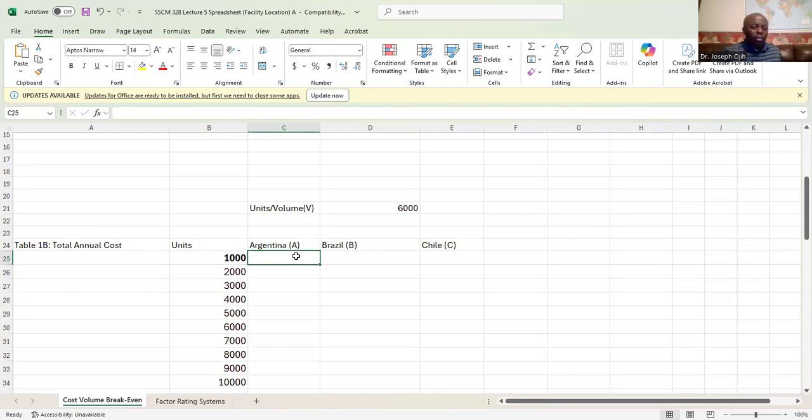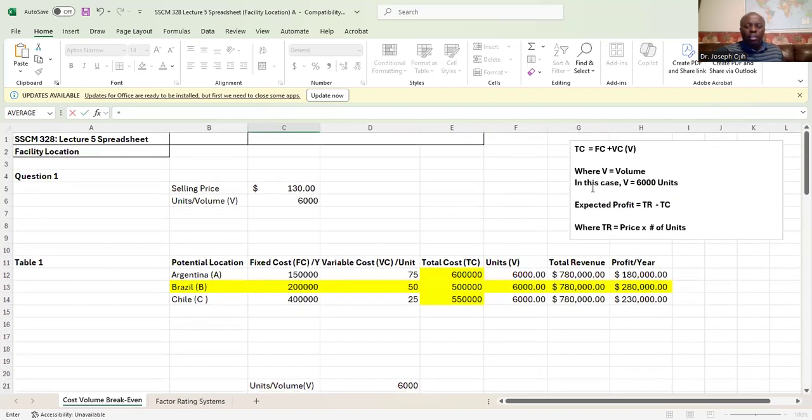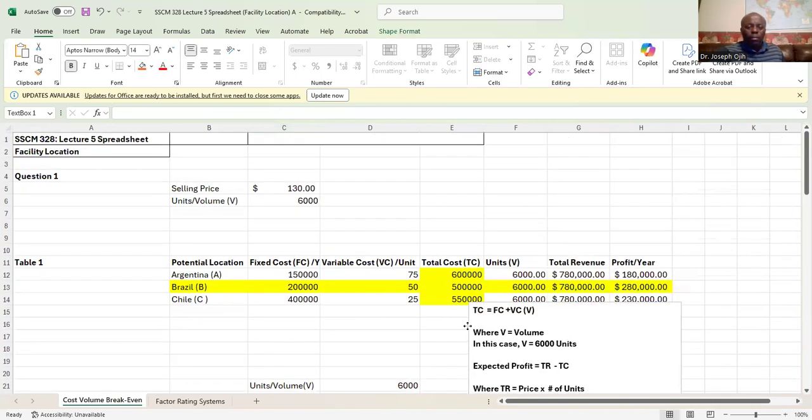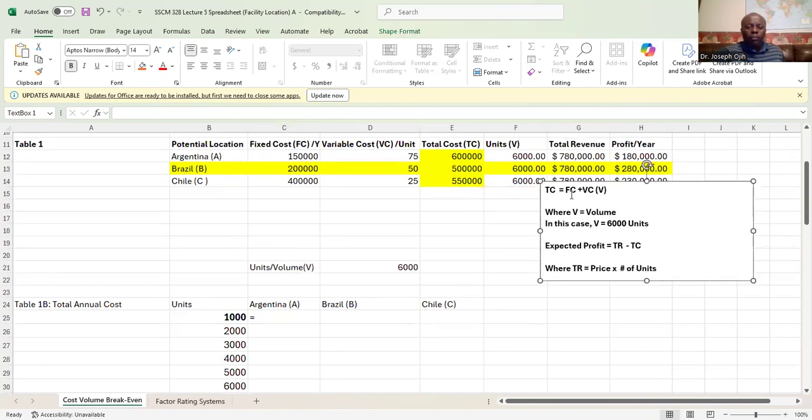Okay, let's do that for Brazil. Because you have the fixed cost plus variable cost times volume. So let me bring the formula down so we can be looking at it as we work on this. I'm going to put it by the side. So total cost is fixed cost plus variable cost times volume. Okay. Let's see.